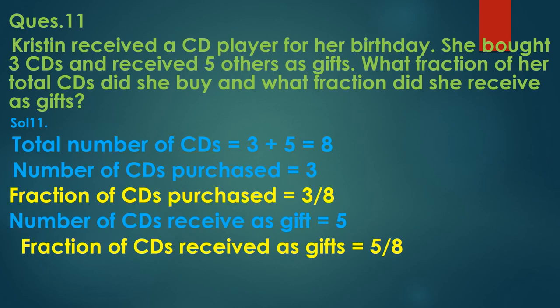Now see the last question, question 11. Kristen received a CD player for her birthday. She bought 3 CDs and received 5 others as gifts. What fraction of her total CDs did she buy, and what fraction did she receive as gifts?